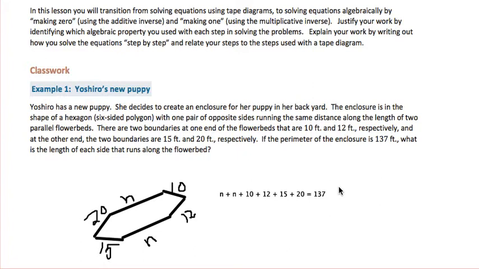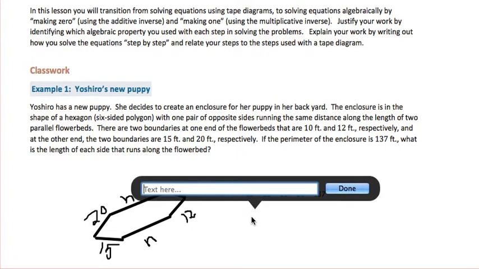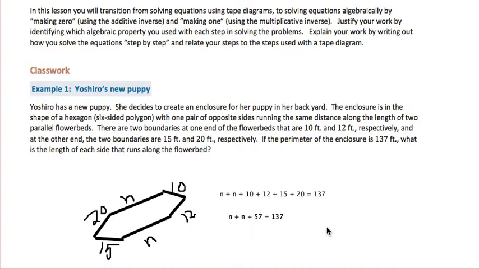Then if we solve, we find that we have 57 when we add the numbers on this side of the equal sign. And 137 minus 57 is 80.